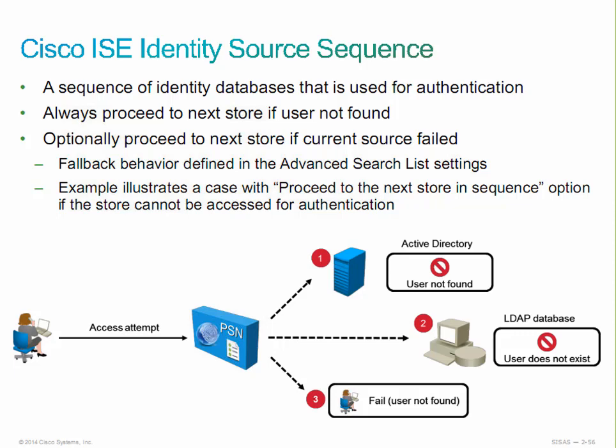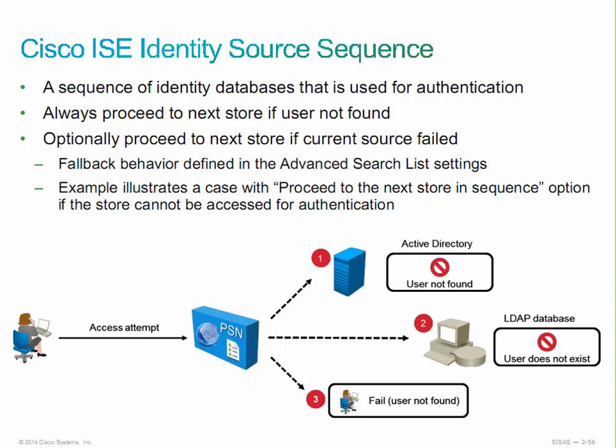So an identity source sequence is essentially a defined order where ISE is going to look for user credentials in different databases in a consecutive order. If the user information is in more than one database, we can define the order that we want to use to authenticate those individual users.